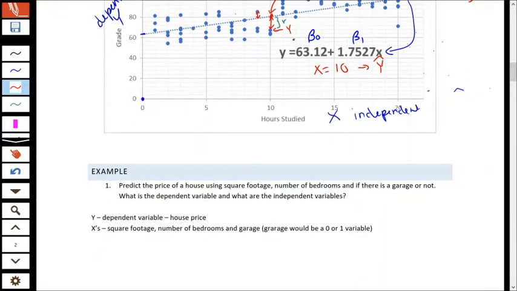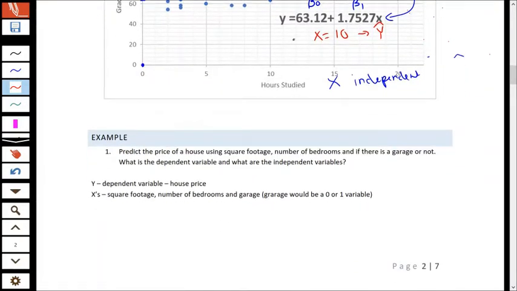So again, we have to keep in mind the idea of dependent versus independent. Here it says, example 1: predict the price of a house using square footage, number of bedrooms, and whether there is a garage or not. What is the dependent variable and what are the independent variables? We need to recognize that the dependent variable is y, the one you're trying to explain. The independent variables are the x's, and you're using them to do that explanation.